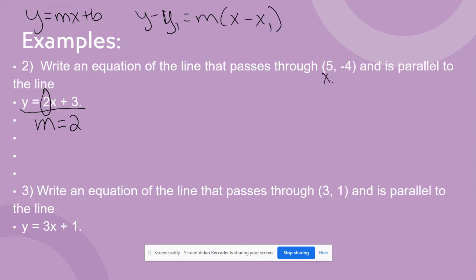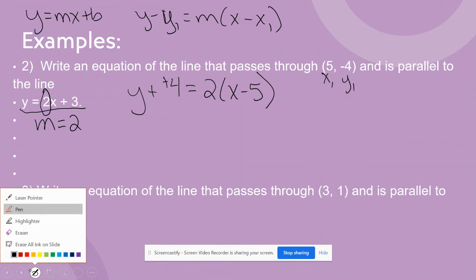And then they give us this ordered pair of x1, y1. So we have y minus negative 4 equals 2 times x minus 5. Add the opposite there to clean that up. It didn't tell us what form we had to write our line in. So if we wanted to stop here at point-slope form, we could. We would write it as y plus 4 is equal to 2 times x minus 5.